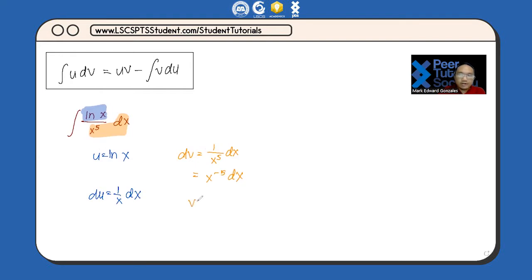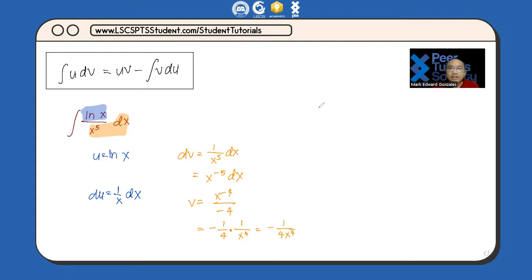And v over here, using the power rule, negative 5 plus 1 is negative 4. So that's x raised to negative 4 over negative 4. So that's negative 1/4 x raised to negative 4, and with a negative exponent it converts to 1 over x raised to 4. Or essentially, this is negative 1 over 4 x raised to 4. So we're playing around with laws of exponents. Therefore, applying integration by parts, what do we obtain?